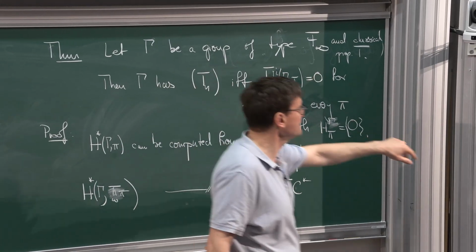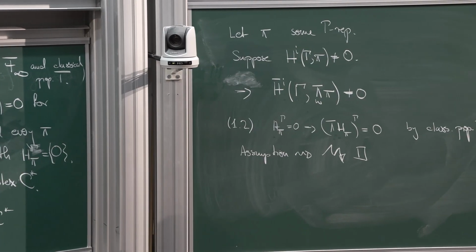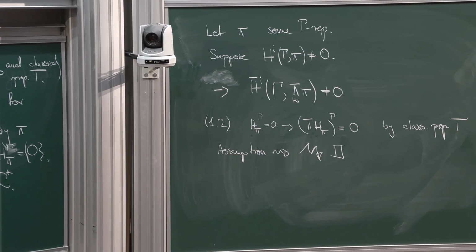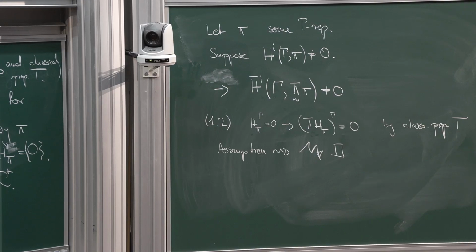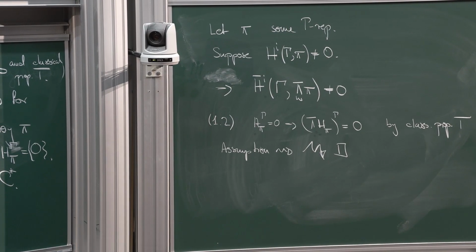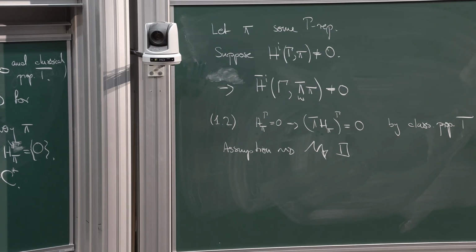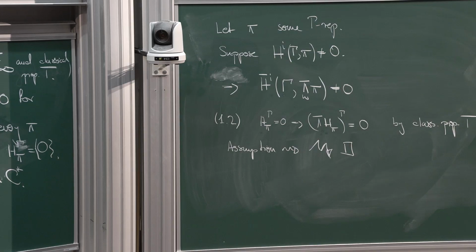But you need property T to conclude this. And okay, no, I won't say more. There's a very interesting story about property T and this vanishing here, related to other rigidity questions. The converse is obvious. Yeah. The converse is obvious, because the reduced cohomology is a quotient of the ordinary cohomology.